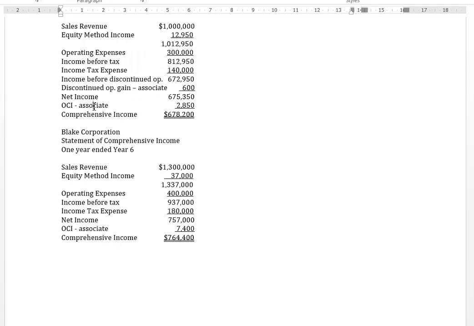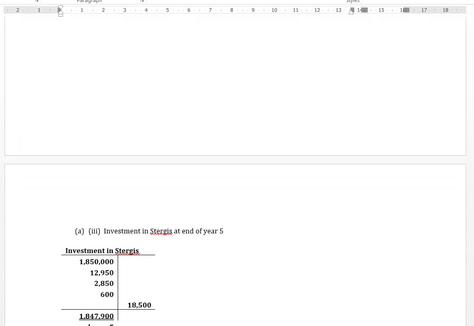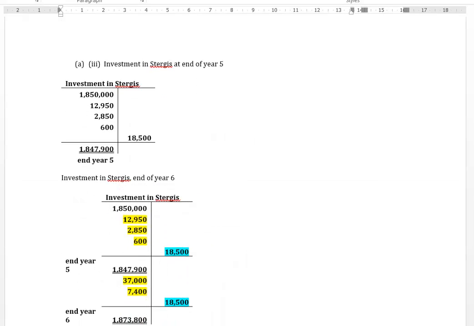We also took our share of the associate's OCI in year 6, but we did not take any DO because there was none. Okay, so now that we've calculated comprehensive income, let's move on to calculate the value in the investment in Sturgis account at the end of year 5 that would show up on Blake's balance sheet.